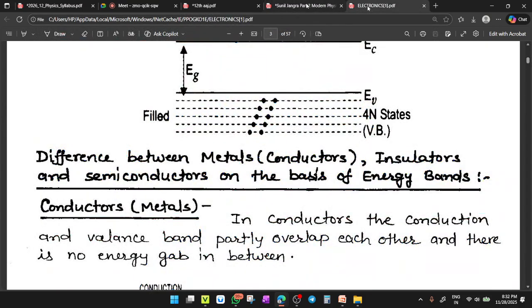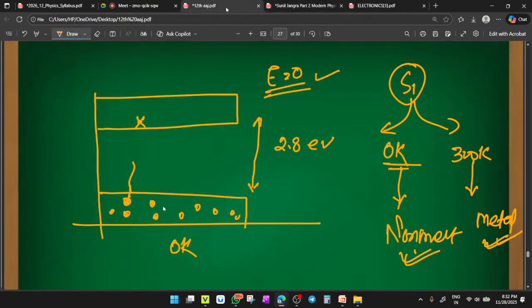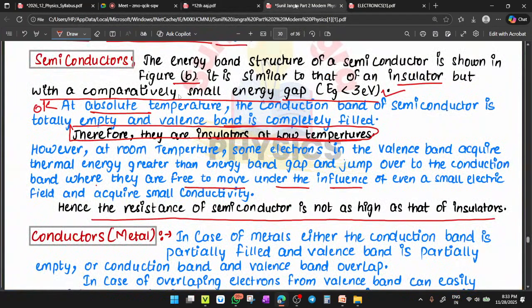So what will happen when you increase the temperature of the crystal? Some of the electrons jump into the conduction band, and after applying positive and negative potential, the electrons will flow and will constitute a current. Got it? Yes. So these are semiconductors.